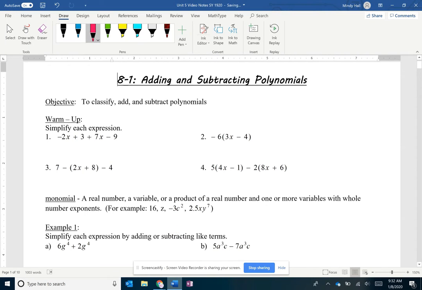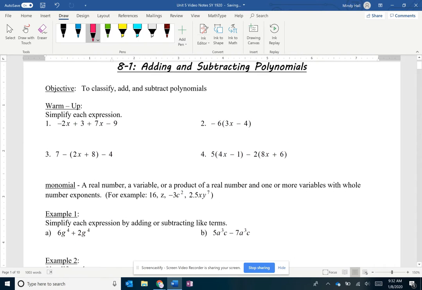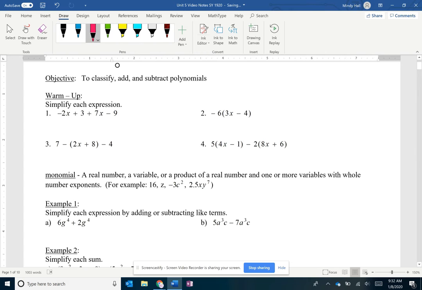to adding and subtracting polynomials. It's been a hot minute since we've made a video, but it is all good. So we are going to start just by doing a quick warm-up and remembering how to combine like terms.